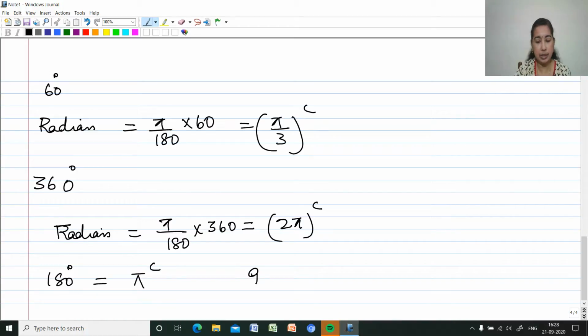What about 90 degree? 180 is pi radian, so half of that is pi by 2 radian. So 90 degree is pi by 2 radian, 30 degree is pi by 6 radian, 45 degree is pi by 4 radian, 360 is 2 pi radians, and 60 degree is pi by 3 radian. Similarly, all the degrees we can convert to radian measure. In the same way, all the radian measures we can convert to degree measure. So we'll move on to the conversion.